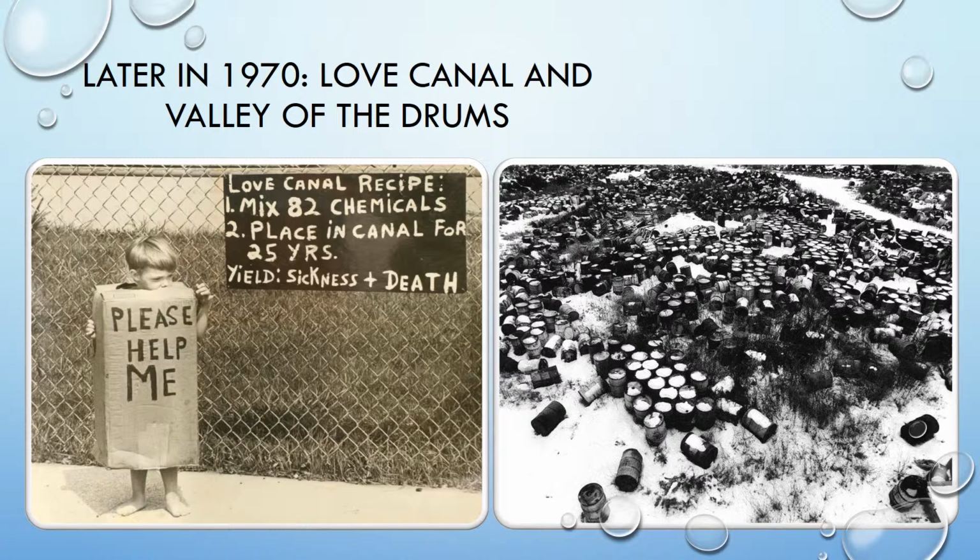But then also around the same time in the state of Kentucky, they were seeing the Valley of the Drums, and that is the picture on the right that depicts hazardous waste companies just dumping drums and drums of hazardous waste in the middle of nowhere. However, they were still around residents, and that caused hundreds of thousands of birth defects and deaths and illnesses combined in the state of Kentucky. So the federal government felt that something had to be done in response to these two incidents.